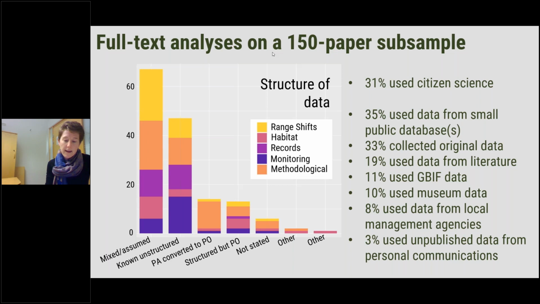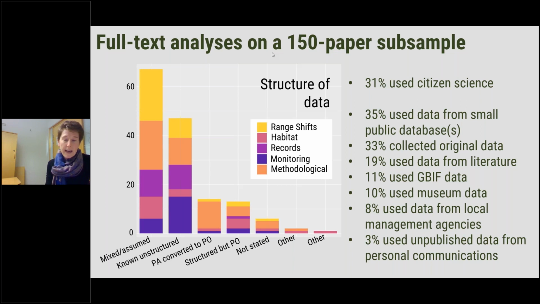11% of studies used data from GBIF. 19% used data from the literature and 10% used museum data. So these are relatively accessible to the public or to other researchers, but they are time consuming to reproduce if these authors don't make the data that they've compiled from these various sources available in one central place when their study is finished. And some studies use data that aren't necessarily publicly accessible at all.